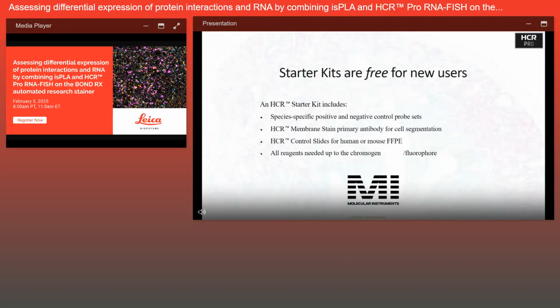And it includes all the reagents you need up to the chromogen or fluorophore. Again, this is something that you can pick yourself, your preferences, as long as it's AP or HRP driven, it can be used.